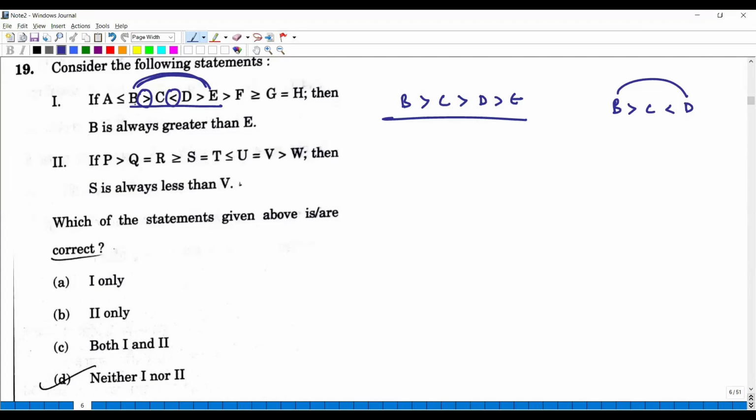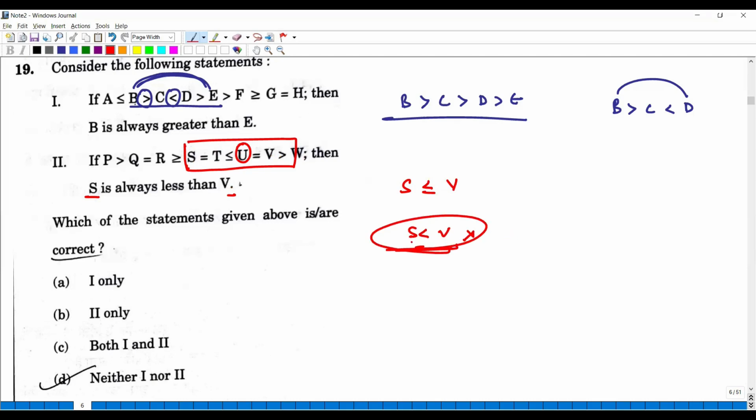And the next one is saying in the second statement, S is always less than V. So only look at S and V. S is equal to T, so in place of T, I'm putting S. In place of U, I'm putting V. So S is less than or equal to V. S is always less than V is incorrect because it's only partly correct. It is less than V or equal to V. So neither of them is correct.